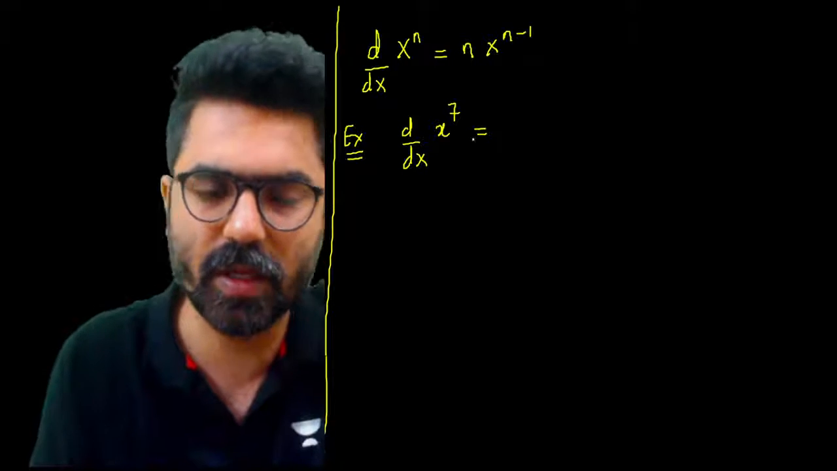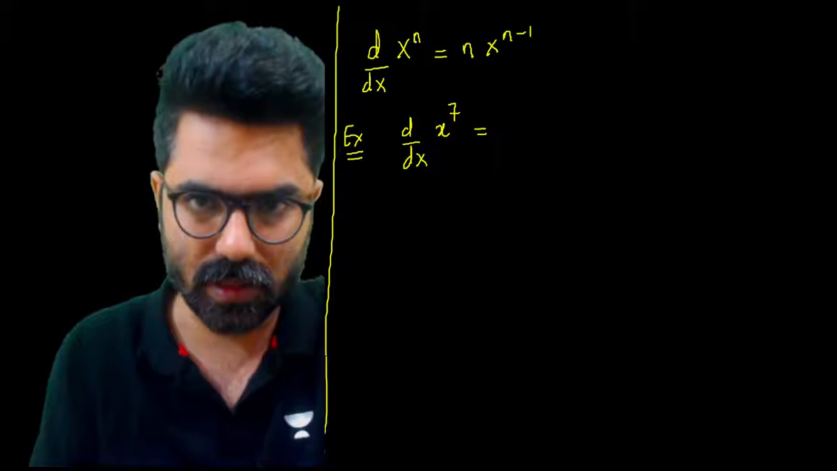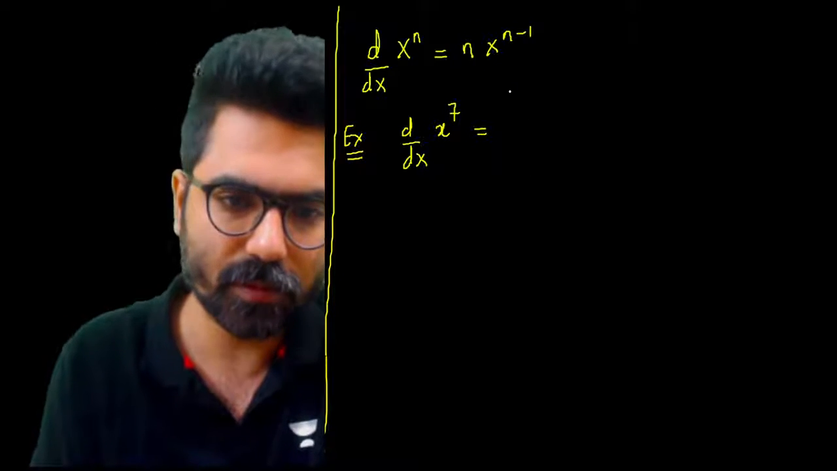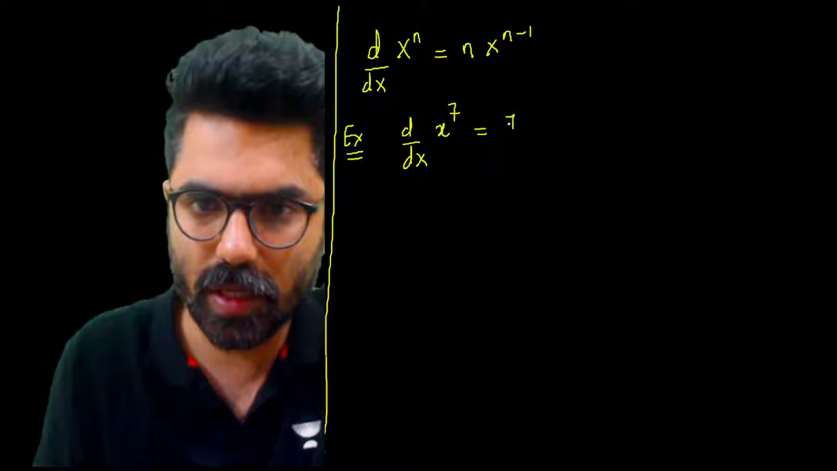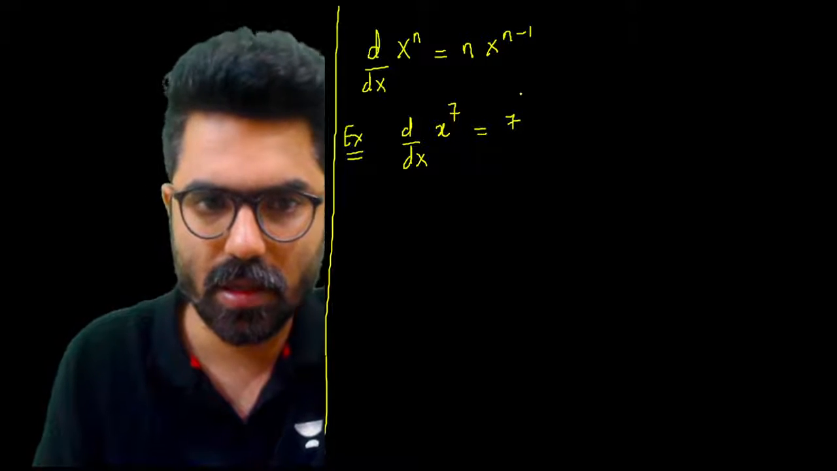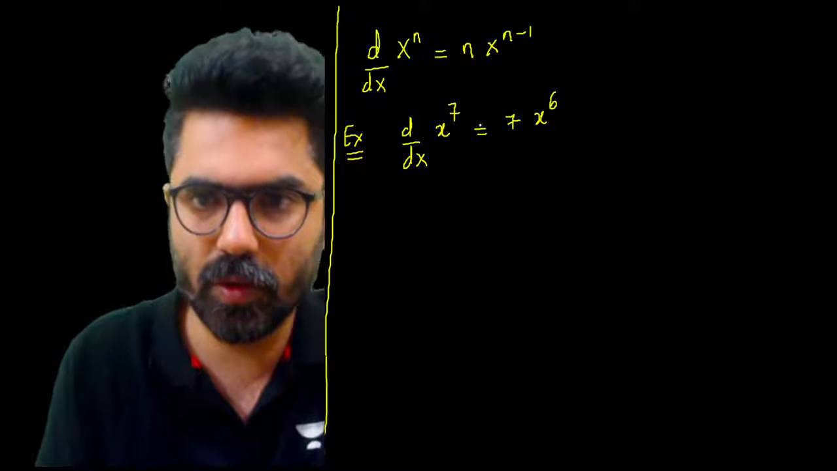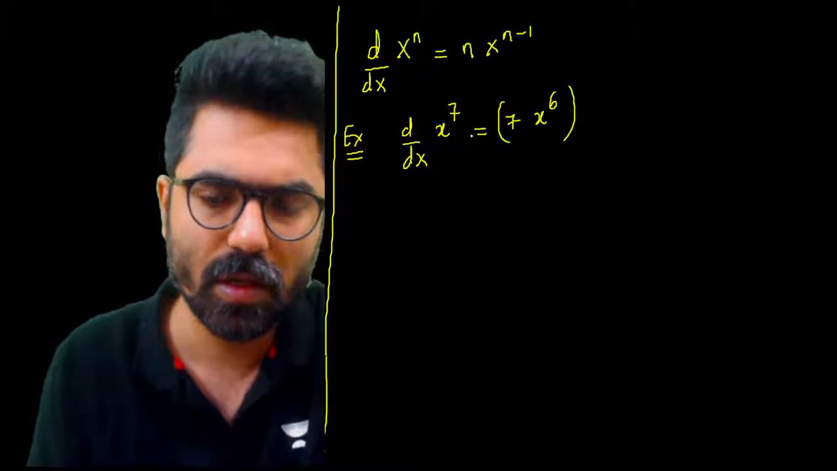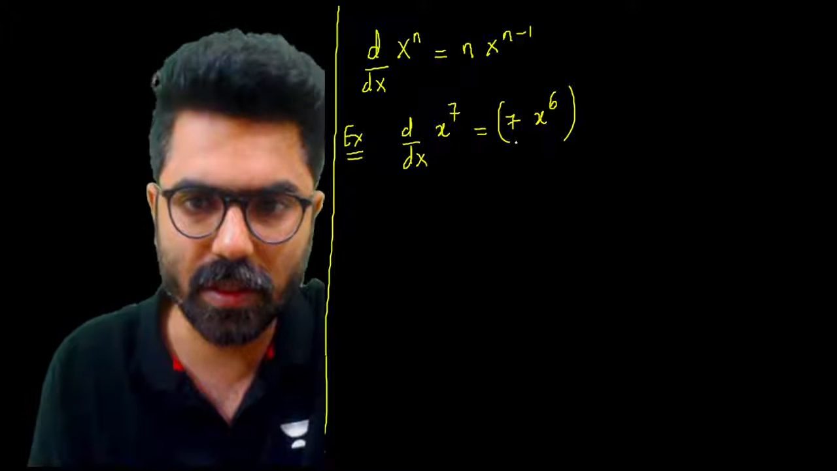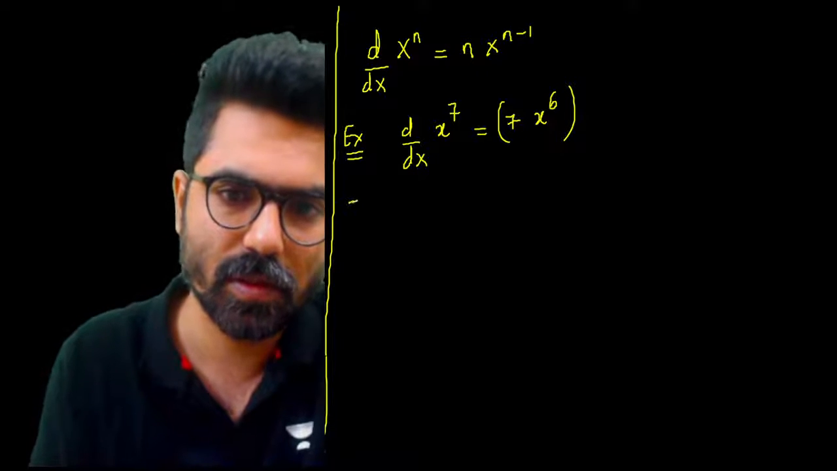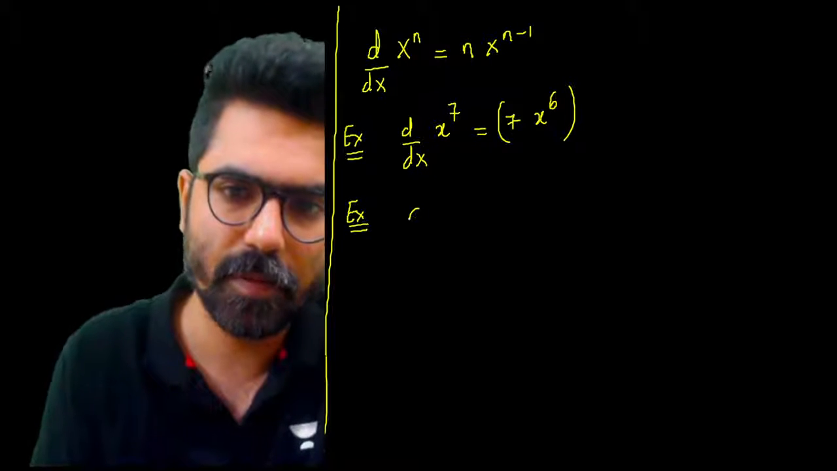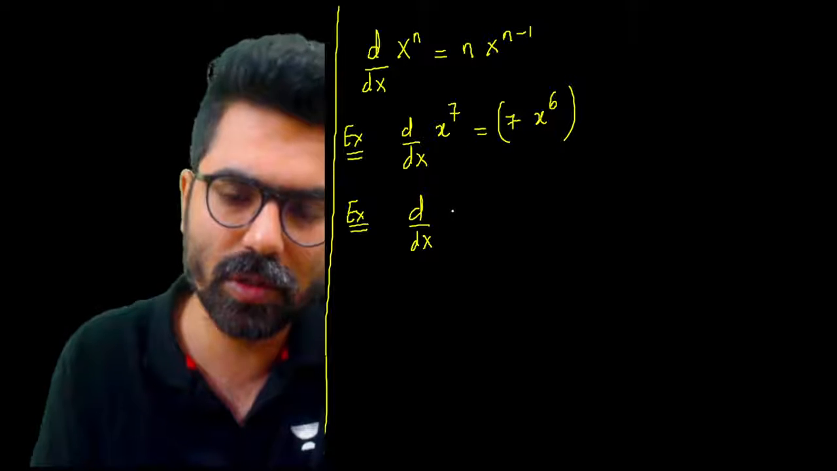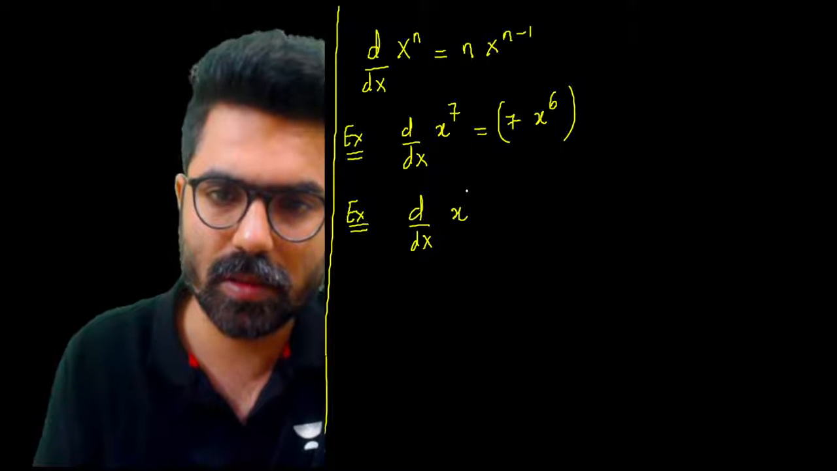Derivative of x power 7, let's say. So the power is 7 here, right? So you write that power first, n, and then x power, reduce one power. This is derivative of x power 7. It's a very basic formula. Derivative of x power 7 is 7x power 6. Again, try to answer this in the comment box if you are listening to this.